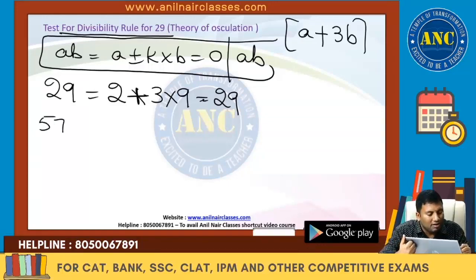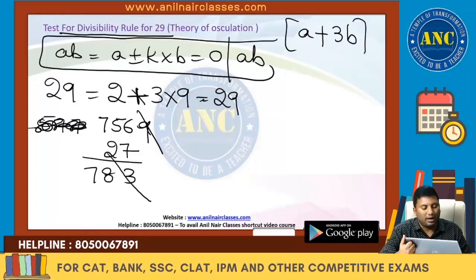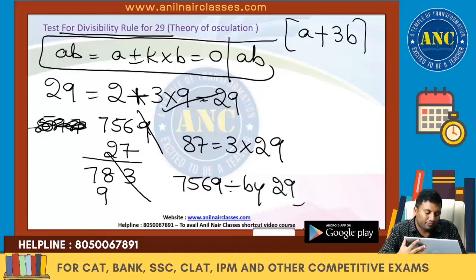For example, suppose 7569. A plus 3b. 9 3s are 27, so it becomes 756 plus 27, which is 783. Take the unit digit, multiply by 3: 3 3s are 9. 78 plus 9 is 87. 87 is 3 into 29. Idea clear? You can do the divisibility rule for any prime number. That means 7569 is divisible by 29.